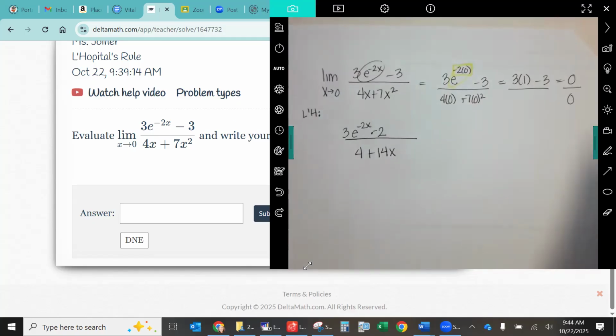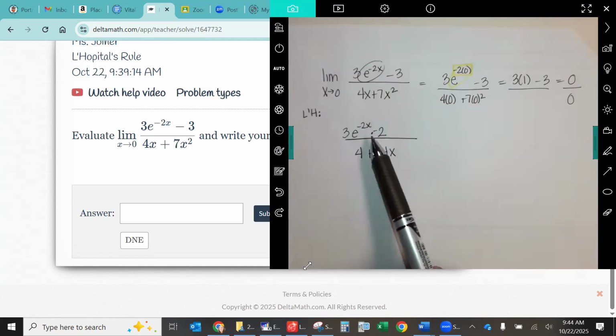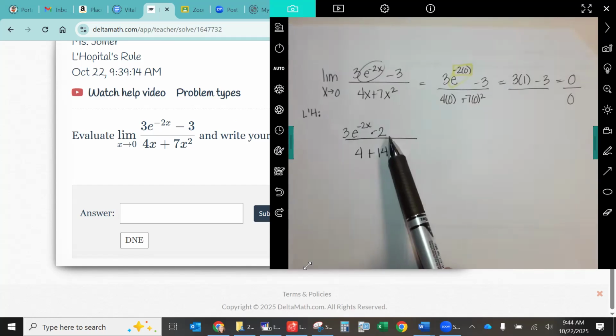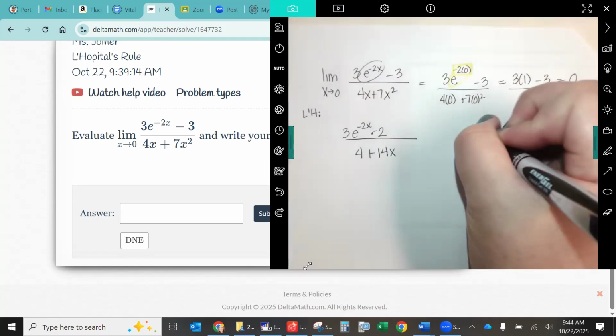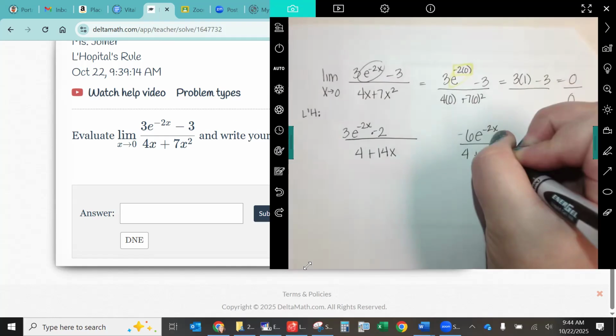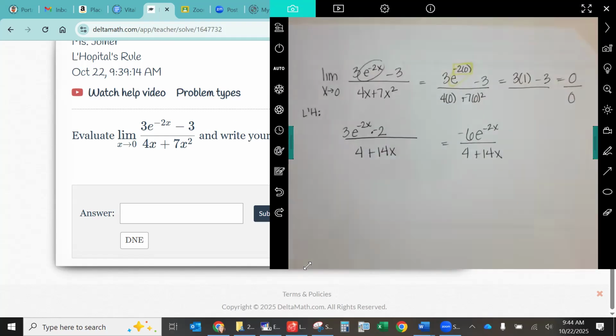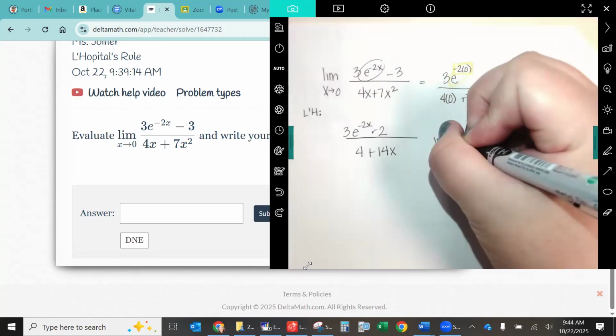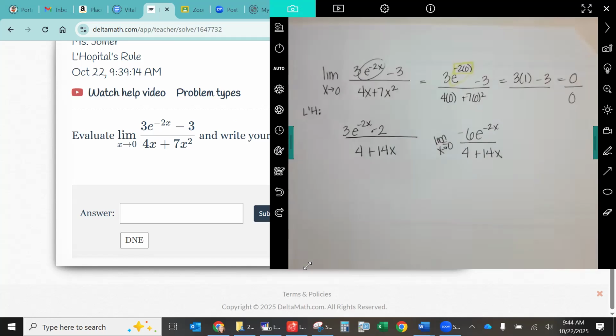Okay, before you plug in, typically we would multiply this 3 and this negative 2 together. So what would that coefficient be now? Negative 6e^(-2x) over 4 plus 14x. Okay? So chain rule on e, you keep the e to the x part exactly the same, and then when you go in a layer, negative 2x gives you an extra negative 2, which combines with the 3 to be a 6. Then from there, you're just plugging in 0. So the limit as x approaches 0, and then you should be able to get your answer from there. Okay?